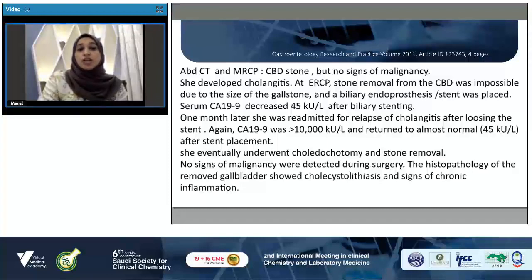She was discharged. Unfortunately, after 1 month, she was admitted because the stent had moved or dislodged from its place, and the CA19.9 was more than 10,000. Again, the stent was placed, and the CA19.9 came back to 45. Eventually, she underwent cholecystectomy, and the stone was removed. There was no sign of malignancy, and after that, the CA19.9 returned to normal and never rose again.